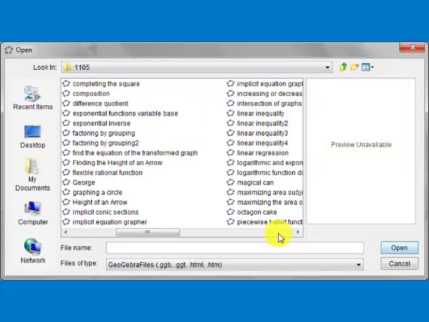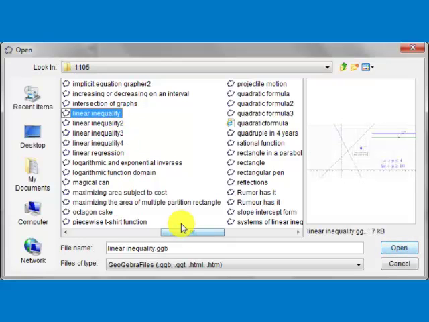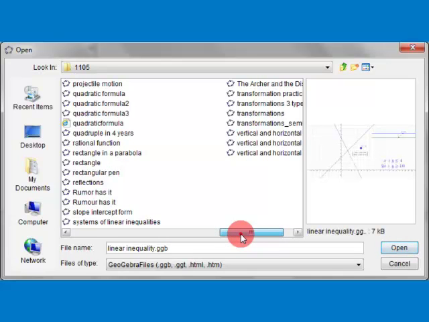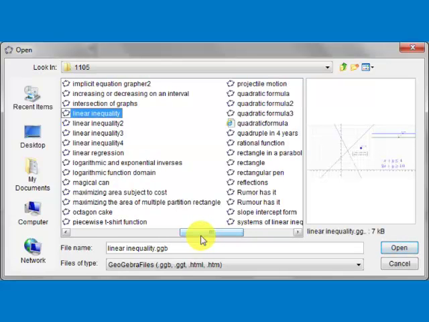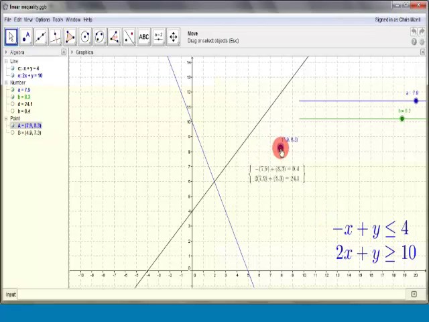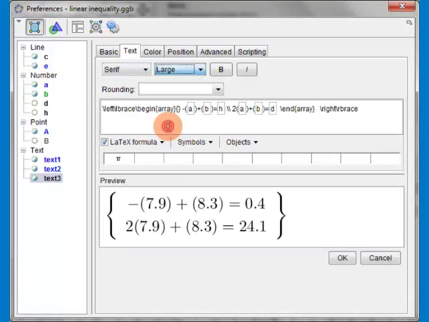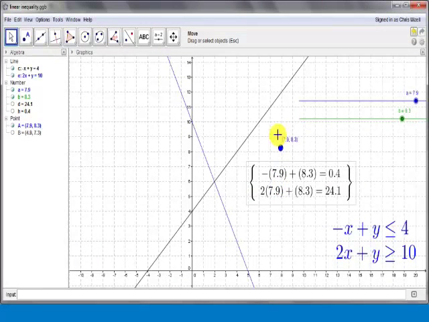Linear inequalities. Oh, wow. Could it be that one, maybe? Or that one? Let's go with that one. That should do a good enough job. Let's see what we have here. Notice the system there, and I'll make that a little bit larger so you can see it. There we go.